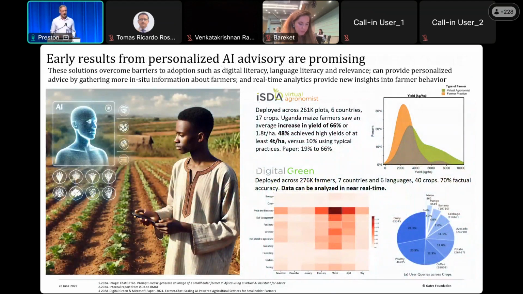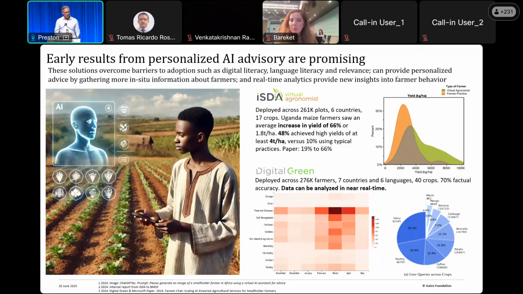So two examples: ISDA's virtual agronomist, we've been supporting for some time. They've now reached over 260,000 plots. They're achieving yields of between 19% and 66% increases, which is really remarkable. And Digital Green, similar scale, reaching 276,000 farmers. Ricken will talk about this in a moment.